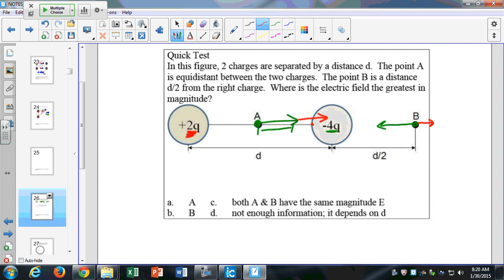All right, so this vector added with this vector is bigger than this vector minus this vector. Because the green is the same distance, the same length. The reds are different, but the green is the same. So A is the right answer.